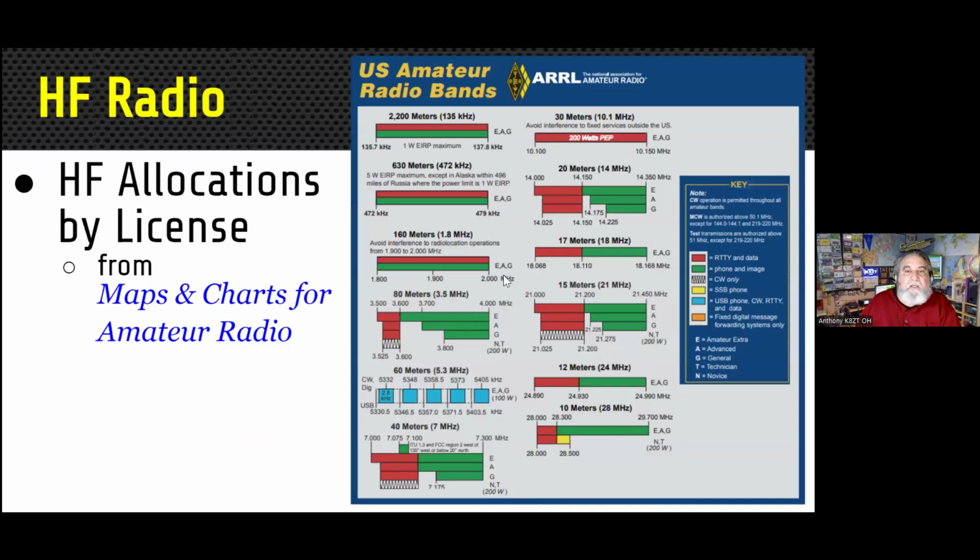When you look at the allocation chart, you'll see that general class and extra class hams have access on all the HF bands. The technician class licensees have voice and digital capabilities on 10 meters only. So they do not have the rest of the HF bands to do digital on. They do have VHF and UHF. We'll talk a little bit about that also.